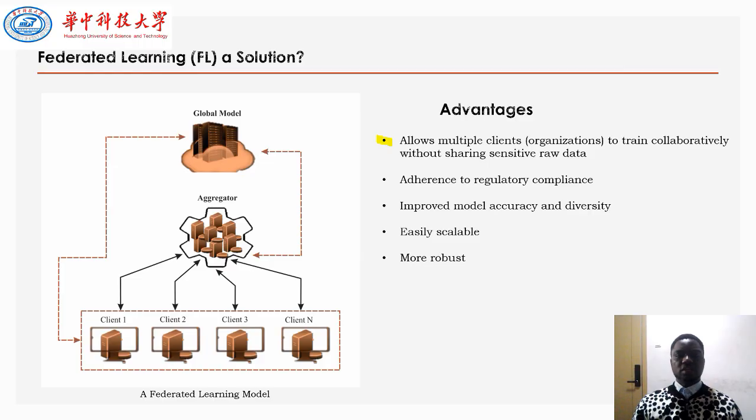So with federated learning, organizations and firms or companies can come together and develop a more advanced collaborative model where everyone can benefit without sharing their privacy. So it also makes them adhere to regulatory compliances, and improve detection. Also, with federated learning, it will be easy to scale the model and makes it robust.